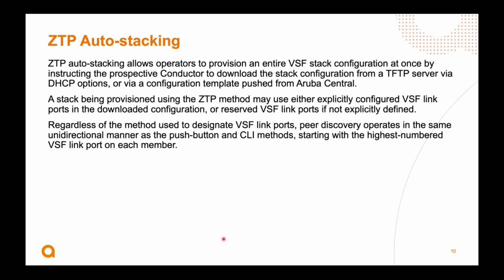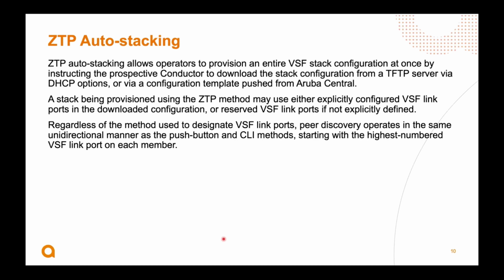That's not yet available. That is slated for, I believe, 254 is the current plan for UI-based stack provisioning for switches. A stack provision using the ZTP method can use either those two reserved ports, or you can explicitly define your VSF link configuration in that configuration file. And when the auto stacking peer discovery process runs on a ZTP provision stack, if there are VSF links that are configured, the auto stacking process takes that into account when it determines whether or not to add a detected peer to the stack. And I'll show you the flow in the next slide.